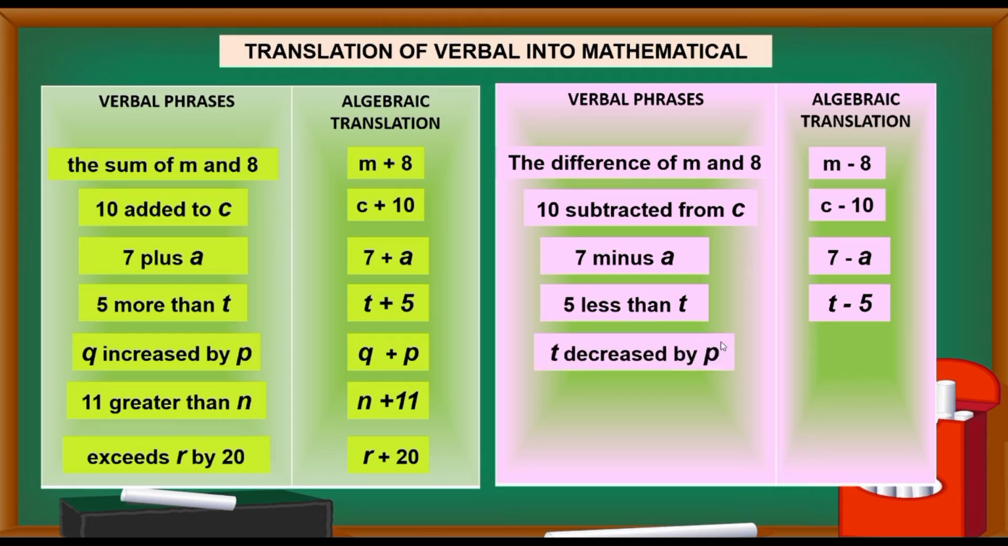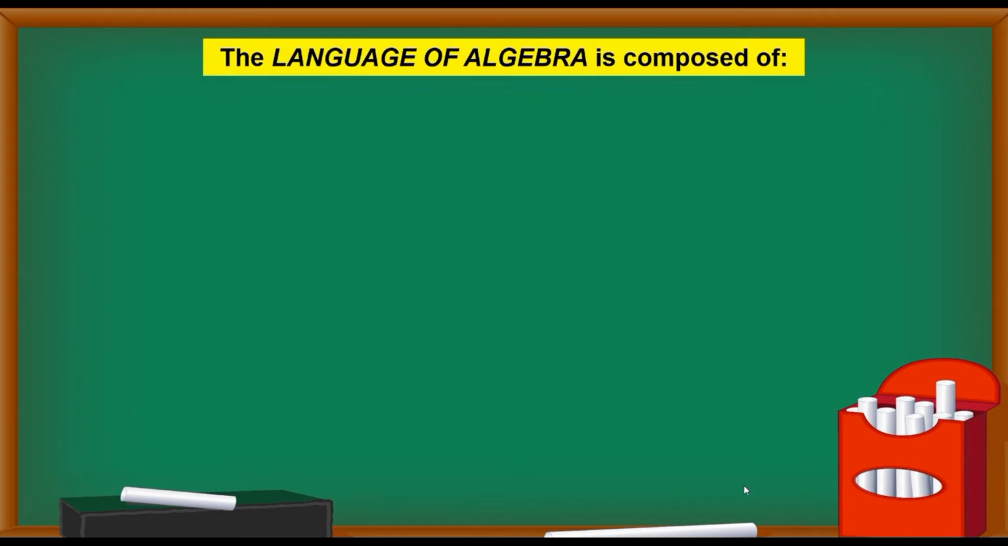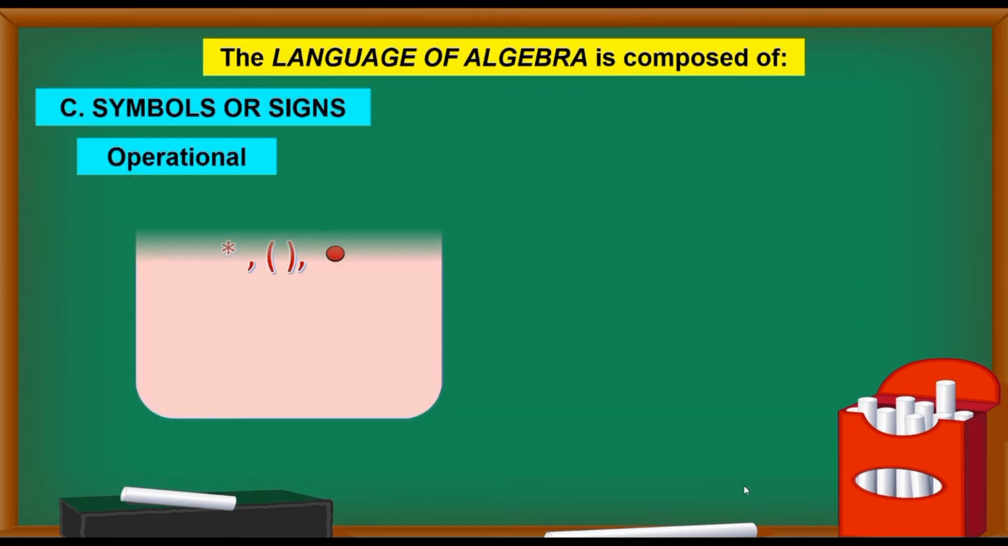Another is t decreased by p. So, decreased. So, t minus p. And then 9, take away d. So, yung 9, binawasan ng d. So, 9 minus d. And then, last example is 18, reduced by n. So, yung 18, binawasan daw ng n. So, 18 minus n. So, yan po ang ating addition at subtraction. So, let us now have our multiplication and division.